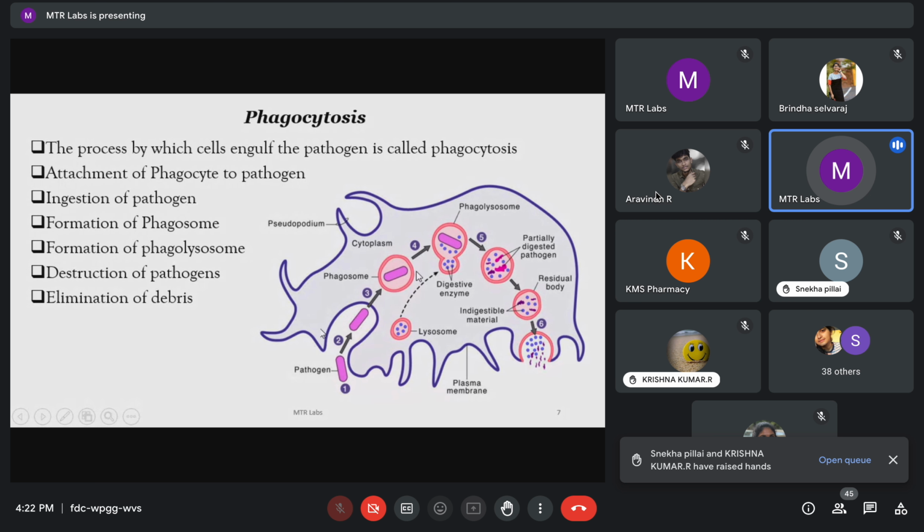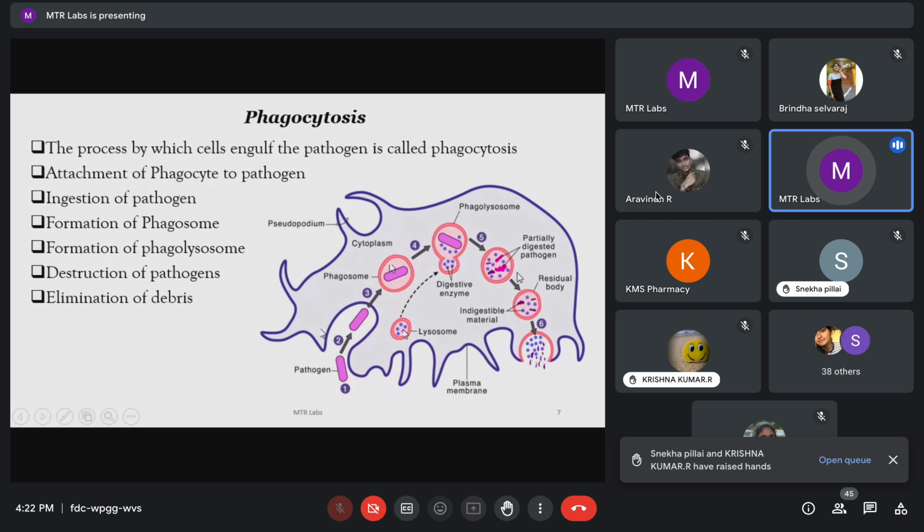The fusion of the pathogen with the vesicular structure is happening, which is said to be the phagosome. This phagosome is transported into the cell, and then there is an enzyme called lysozyme, which is the digestive enzyme. This gets fused to the phagosome and forms the phagolysosome. This phagolysosome will have this enzyme present in it. So this digestive enzyme, which is the hydrolytic enzyme, digests the phagocytosed particles. Whatever has been phagocytosed, it will digest.